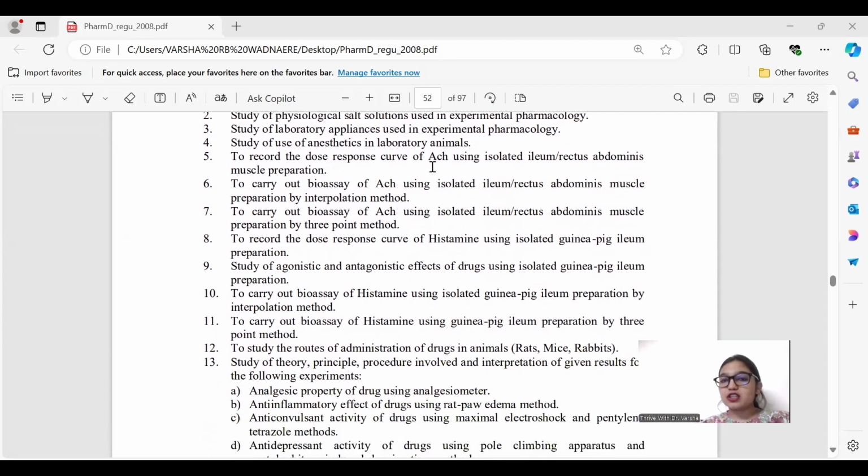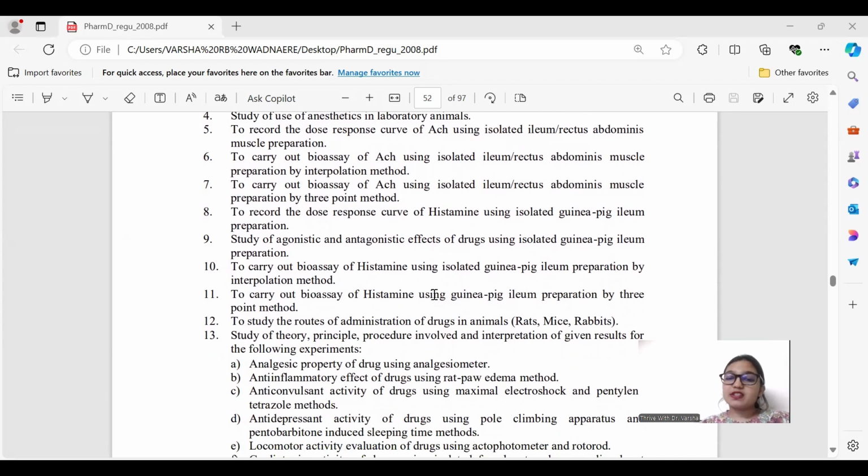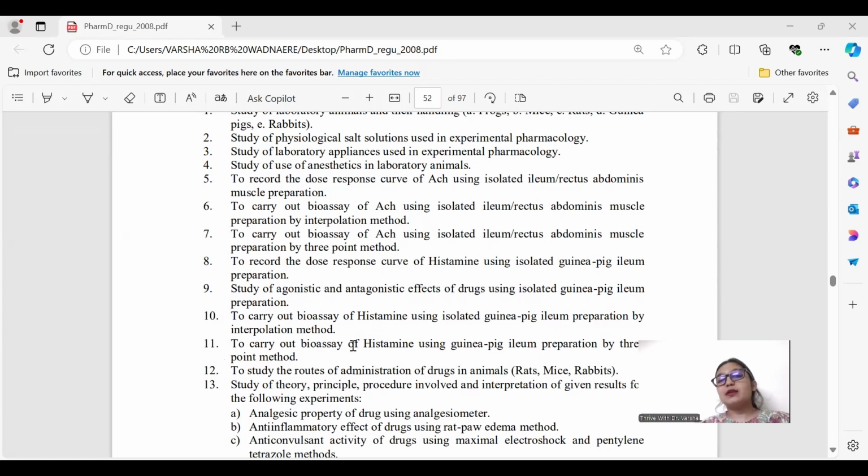That is to record the dose response curve of acetylcholine using isolated ileum or rectus, to carry out bioassay of acetylcholine, then to carry out bioassay of acetylcholine by the 3-point method and interpolation method, record the dose response curve of histamine on isolated guinea pig ileum preparation, to carry out bioassay of histamine using the same by interpolation method, and to carry out bioassay of histamine using the 3-point method. From 5 to 11 you'll be having the same type of experiments but with a little bit of variation.